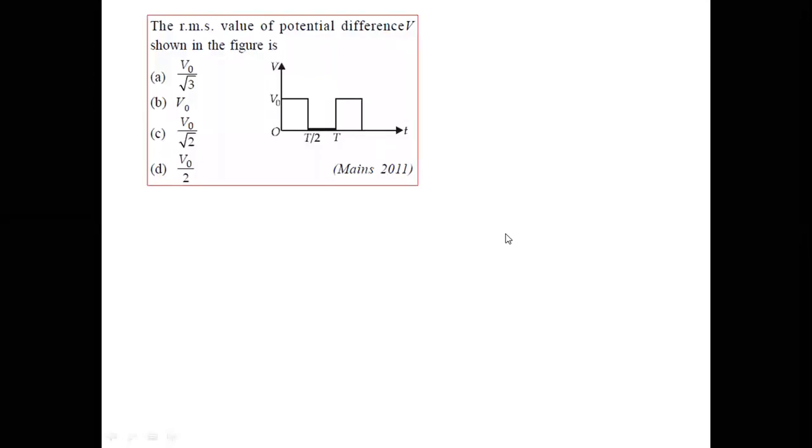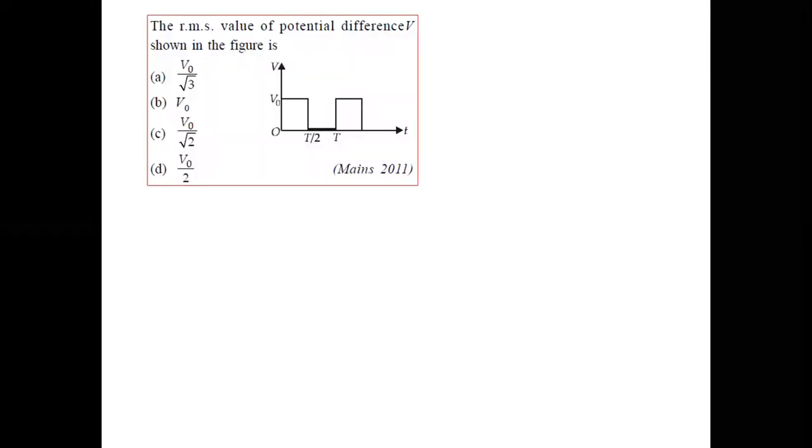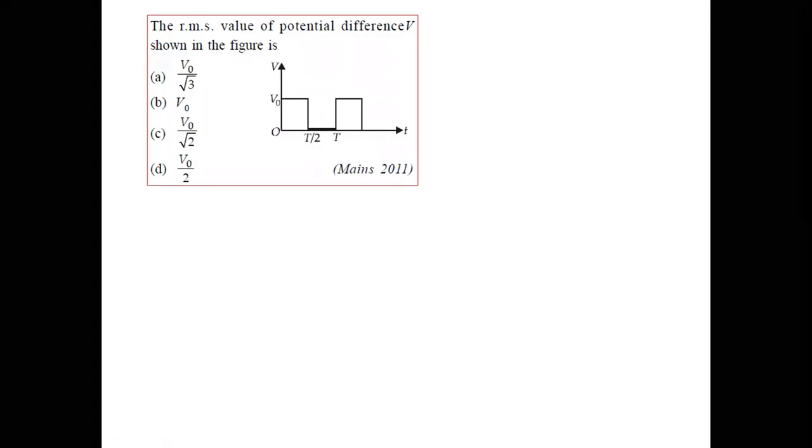The RMS value of a potential difference shown in the figure is, of course, a beautiful question. RMS value of a potential difference, V_RMS, is given by, I hope all are familiar, V0 upon root 2. But how to get this V0 upon root 2 is a mathematical function.